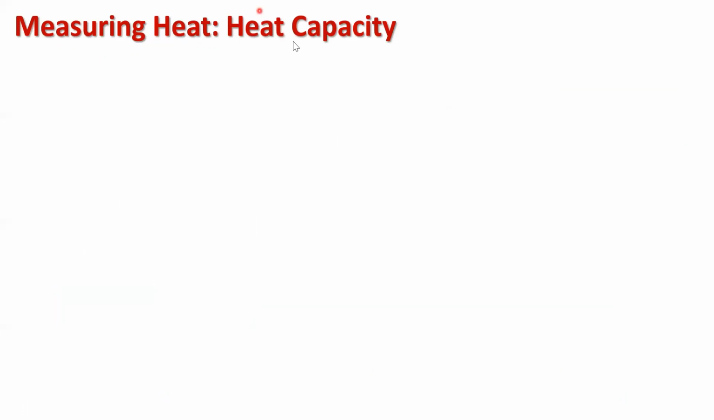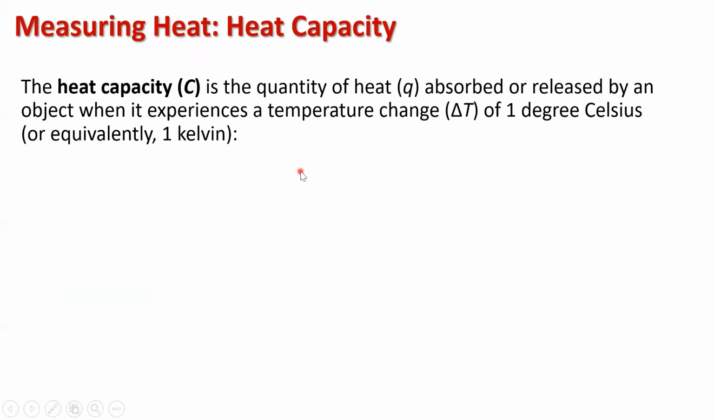What we're going to deal with now is what's called heat capacity. Heat capacity is defined as the quantity of heat. The symbol we're going to use for heat is Q, a lowercase q. It is the quantity of heat either absorbed or released by an object when it experiences a temperature change. This triangle here is a delta, which means a change in temperature of 1 degree Celsius, or 1 Kelvin. The temperature change is equivalent whether the units are in Celsius or in Kelvin.